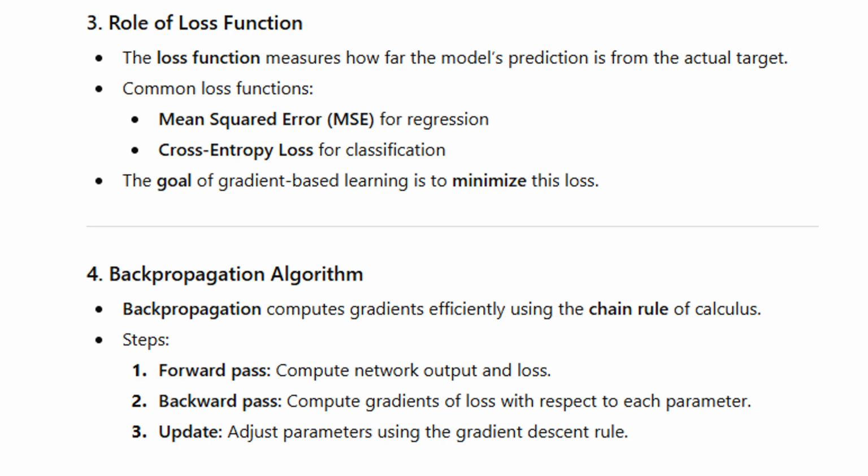Step 1, the forward pass. What is meant by forward pass? Compute the network's output and loss. Backward pass means computing the gradients of the loss with respect to each parameter, that is, the weights of the neurons. Then update: adjust the parameters using the gradient descent rule.